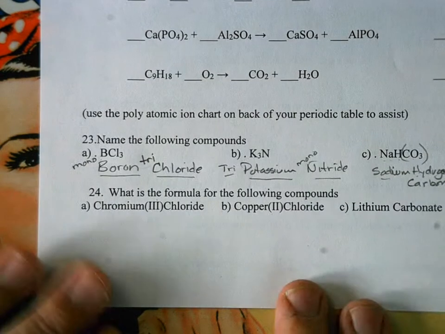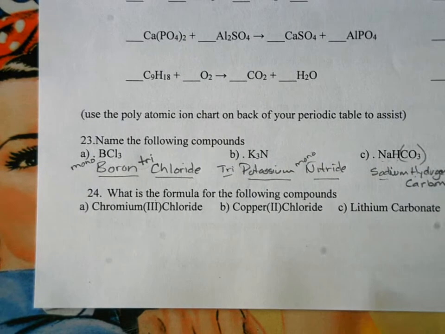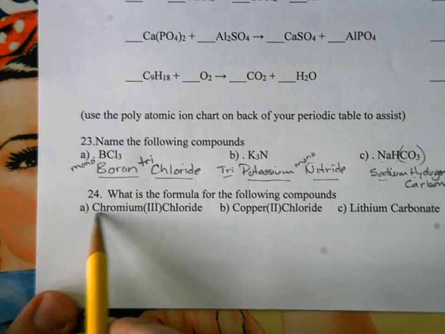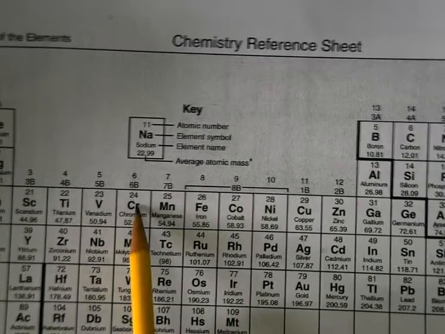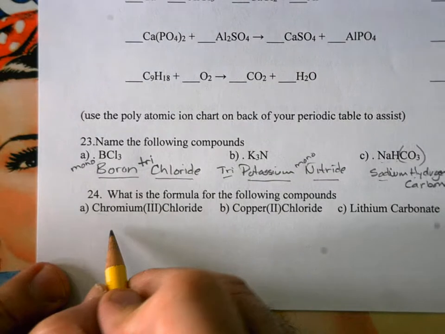Now, coming down to number 24. Now, this is just the reverse. We're giving you the name of the element, and you've got to tell us what it's made out of. Well, chromium, when you look on the periodic table, and that might be the hardest part of this, is finding wherever chromium is. Oh, there it is, Cr. So it's going to be chromium.